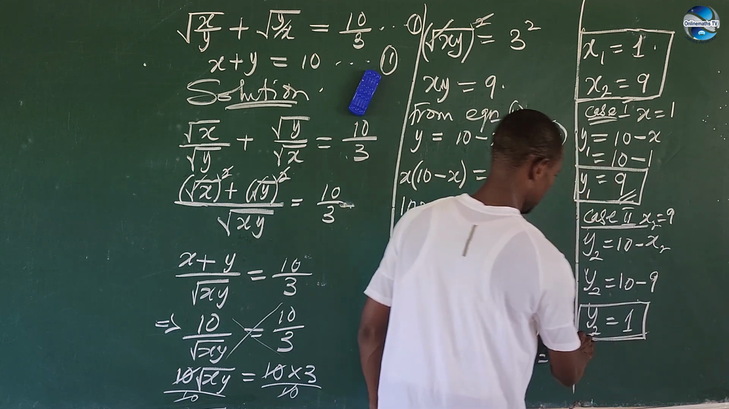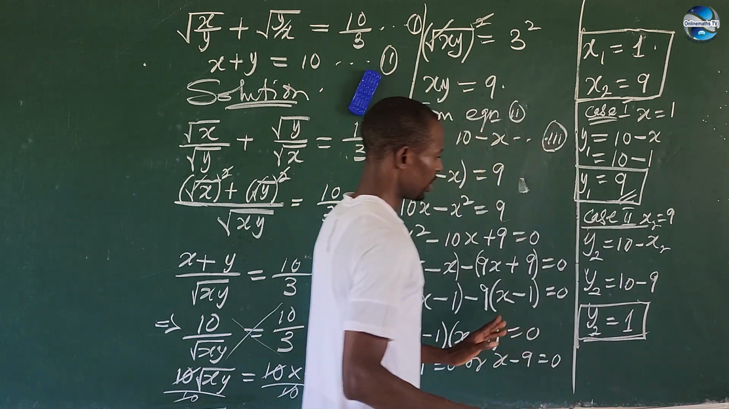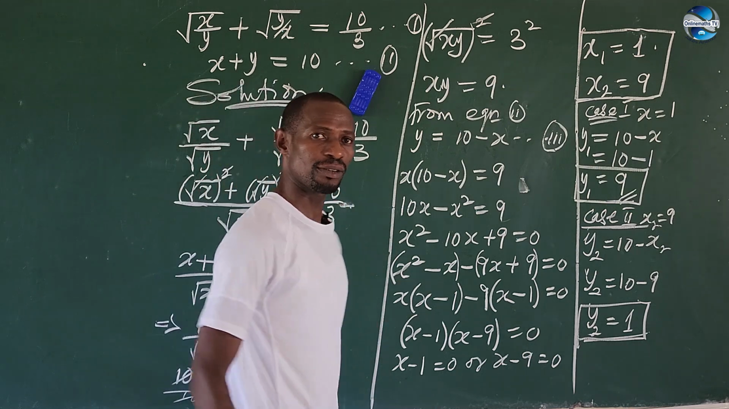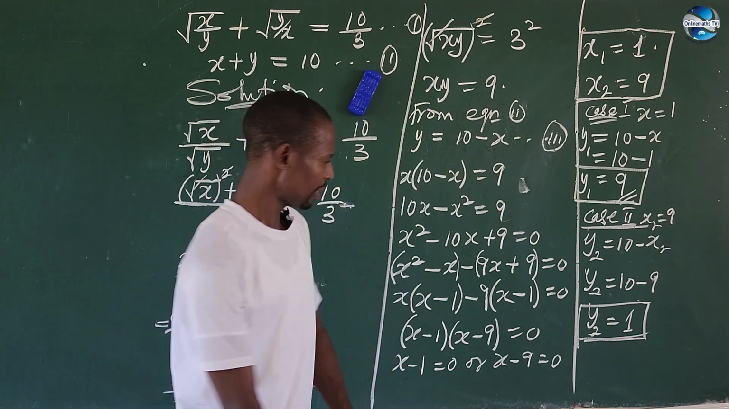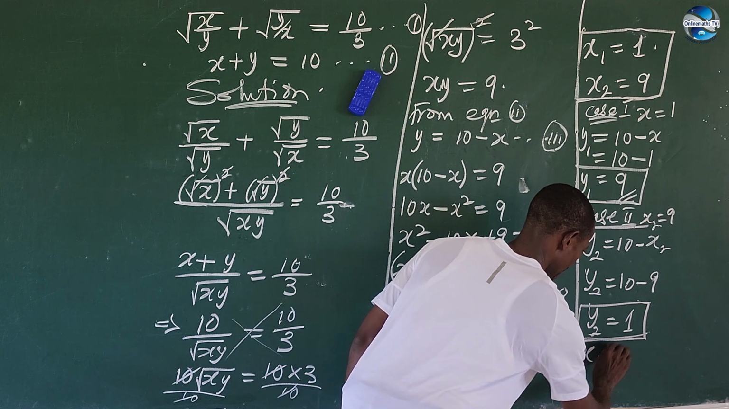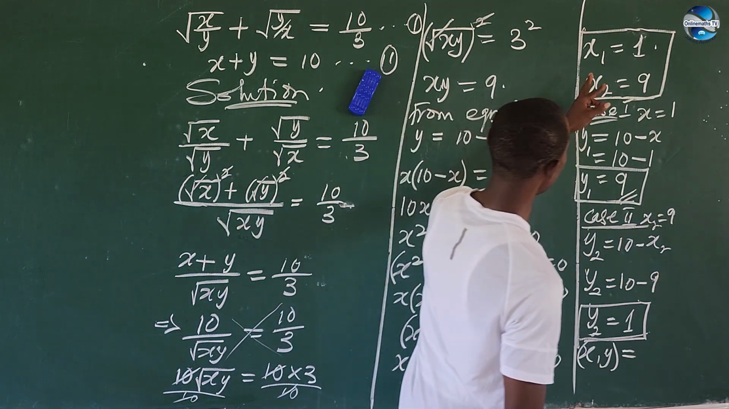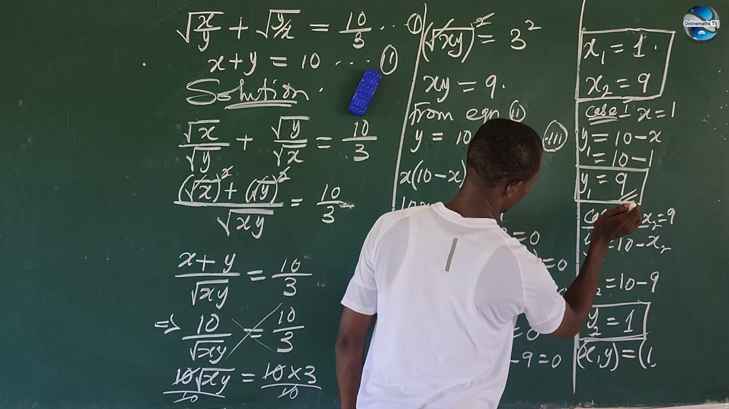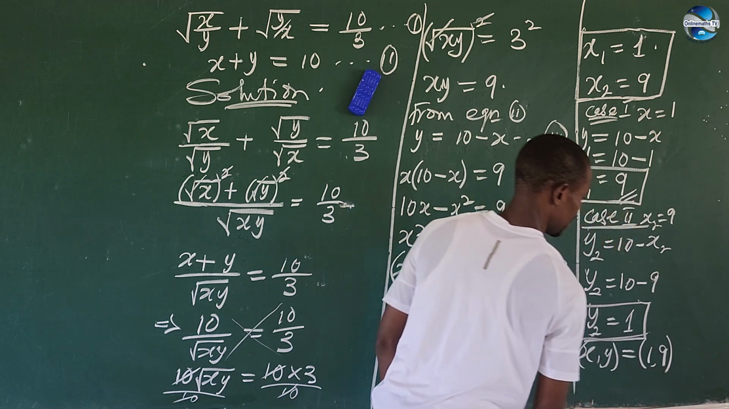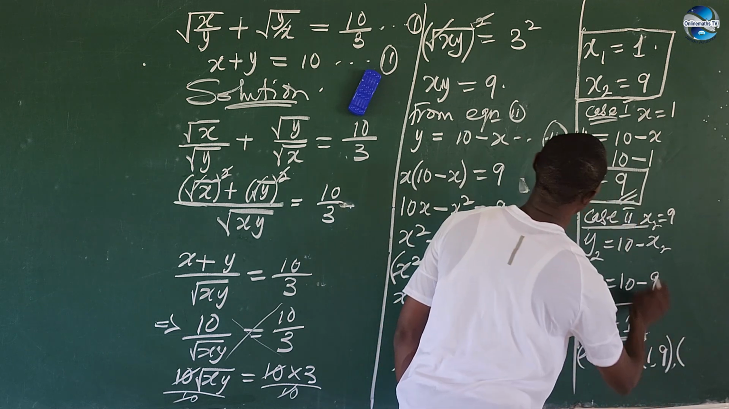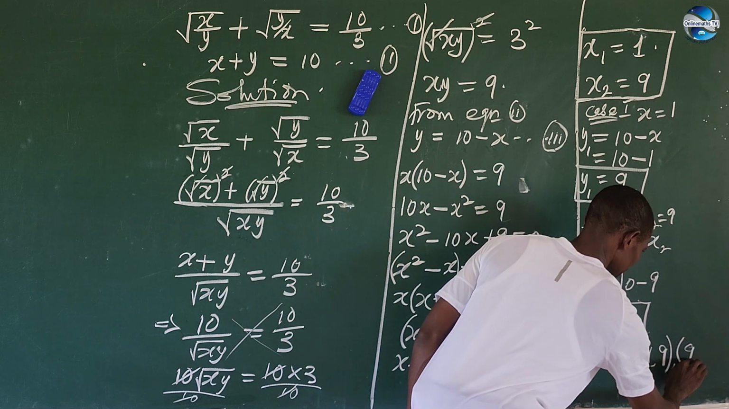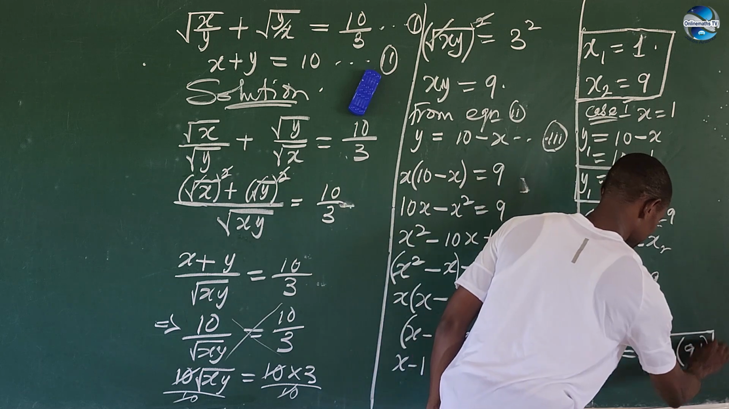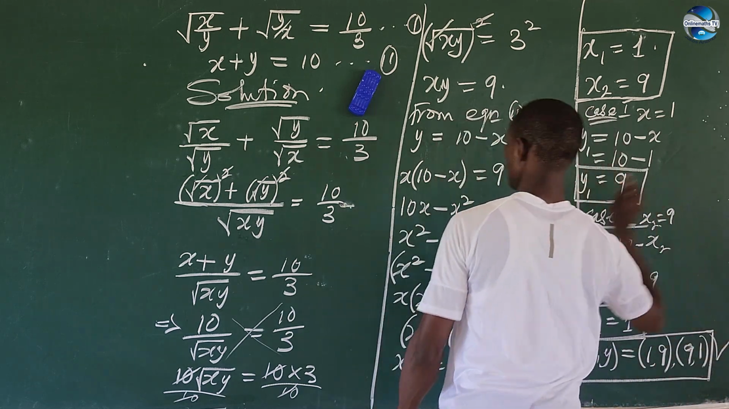All right. Okay. So from here now, the pairs of the solutions, or the pairs of the values of x and y that satisfy this equation, can now be written as x, comma, y equal to, what is our x1? We have here 1, comma, our y1, 9, right? Then for the other one, we have, what is our x2? We have 9 here, right, comma, 1. All right. So these are the values of x and y that satisfy the original equation.